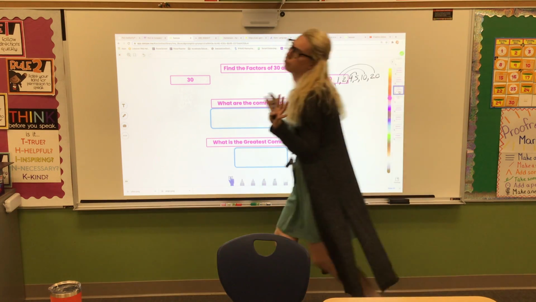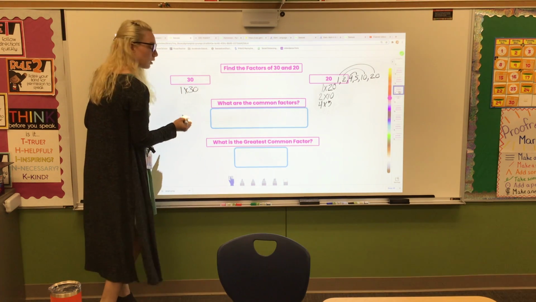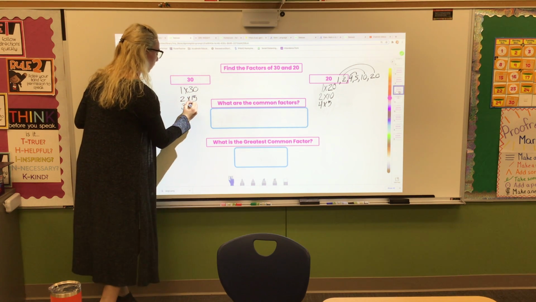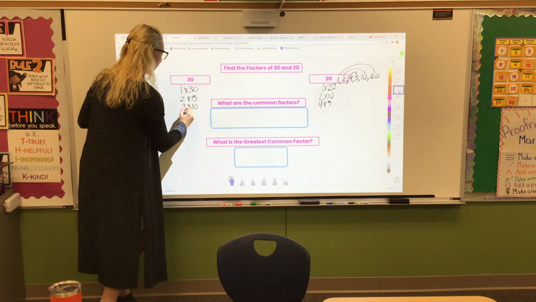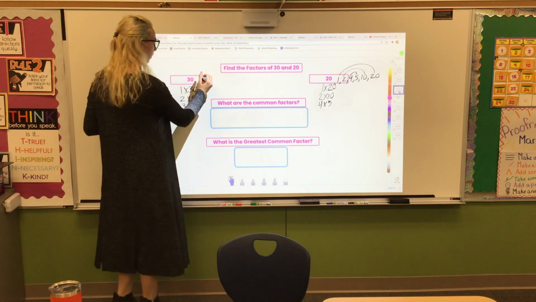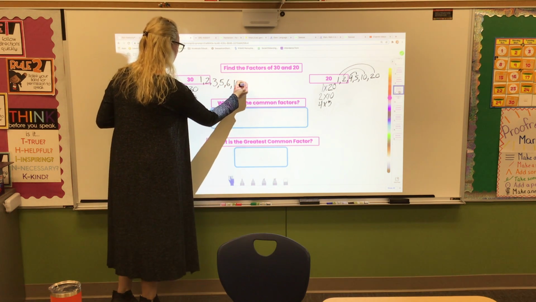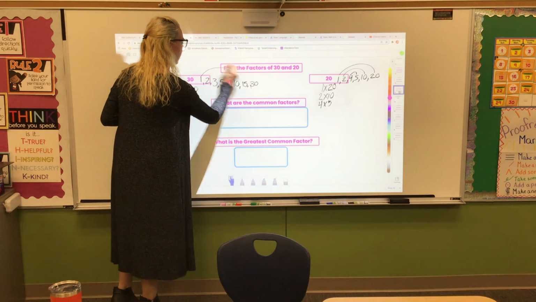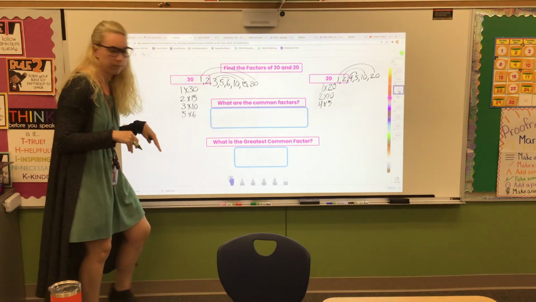So cute, so beautiful. Now I go over to my 30, and I know that 1 times 30 equals 30. 2 times 15 equals 30. 3 times 10 equals 30. 4 does not work. 5 times 6 equals 30. And I know I'm done because 5 and 6 are next to each other. When I write them out like this, it goes 1, 2, 3, 5, 6, 10, 15, and 30. And then I rainbow it. That's kind of a flat, not cute rainbow, but it still works.